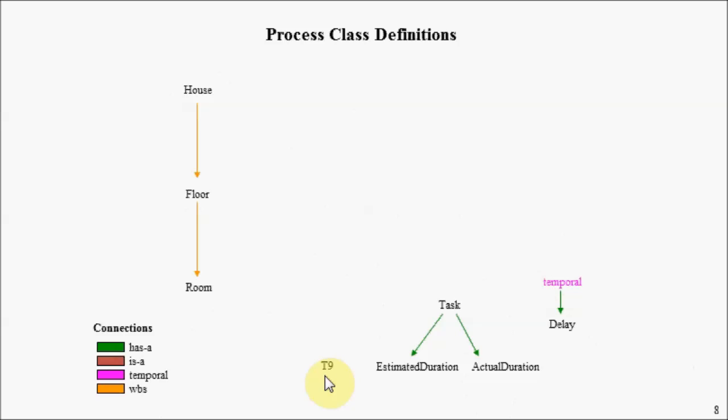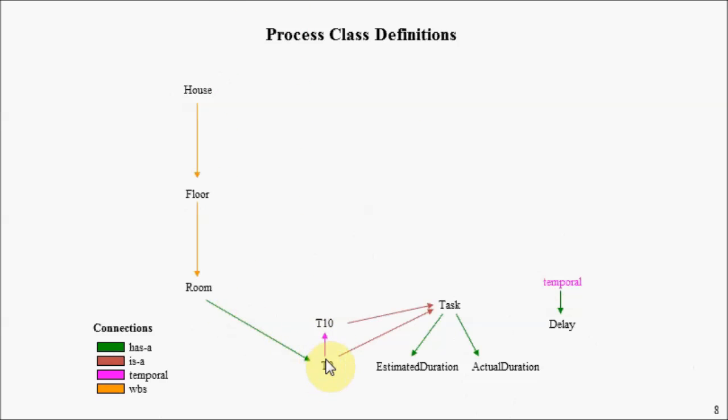And we're going to introduce an entity here called T9, which turns out to be an is-a relationship, so T9 is a task. Similarly, we're introducing this thing called T10, and T10 is a task. And we're going to create a temporal relationship between T9 and T10, meaning in order to start task T10, T9 must first complete.